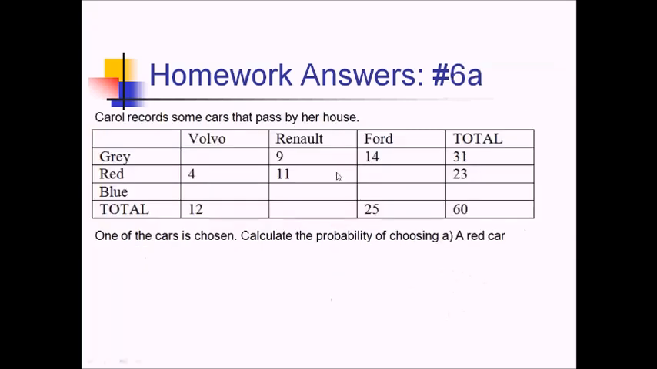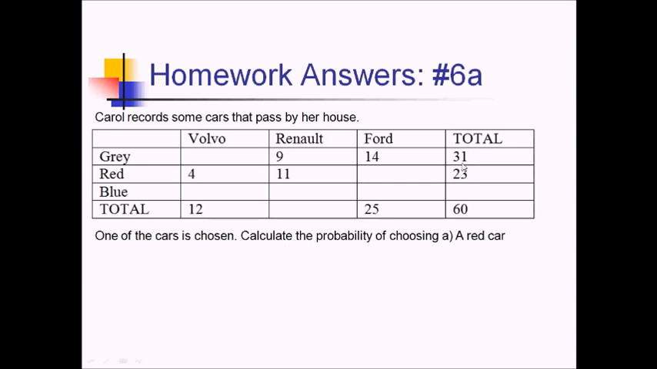For number 6, Carol records some cars that pass by her house. She must be very quick at spotting these things. So we've got Volvos, Renaults, and Fords in the columns, and she's got colors for each of the rows: gray, red, and blue. This is a nice big table, 3 by 3, at least for the original data. So now let's fill it out, and then we can do the rest of the questions.